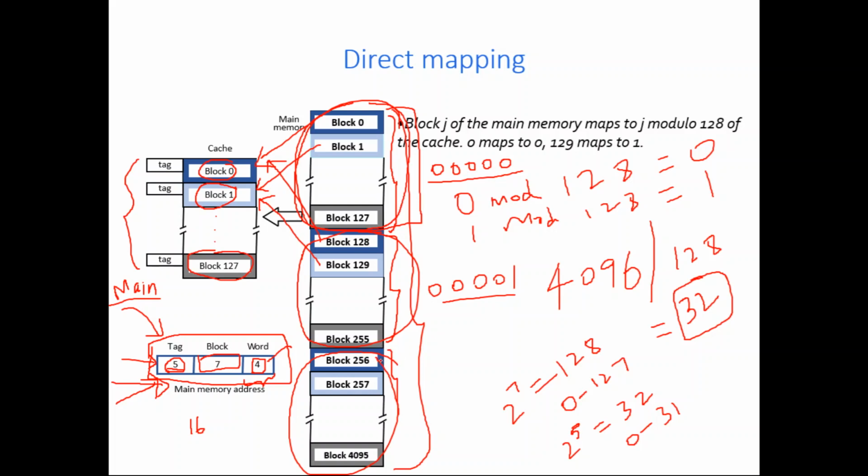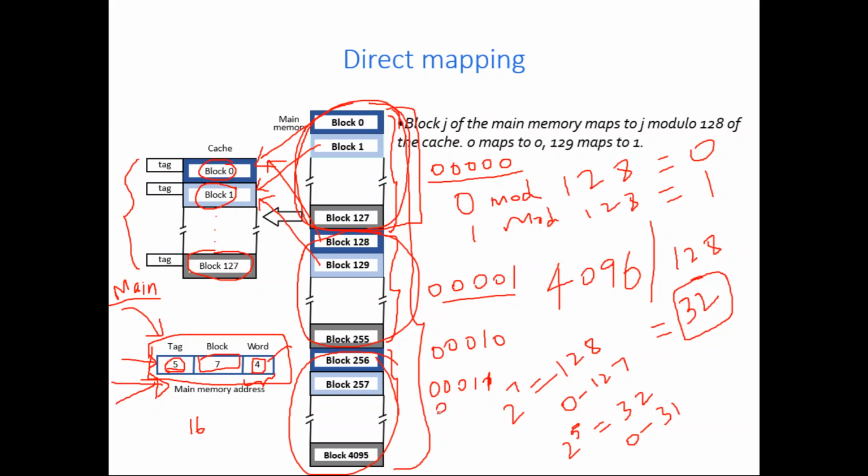Similarly, for the third set of 128 blocks, what will be the value of those 5 bits? 0 0 0 1 0, which is 2. Similarly, for the fourth set of 128 blocks, what will be those 5 bits? This is 3, which is binary 1 1.